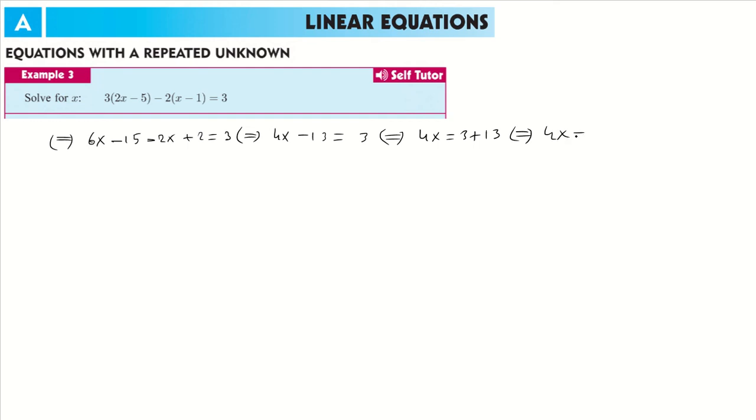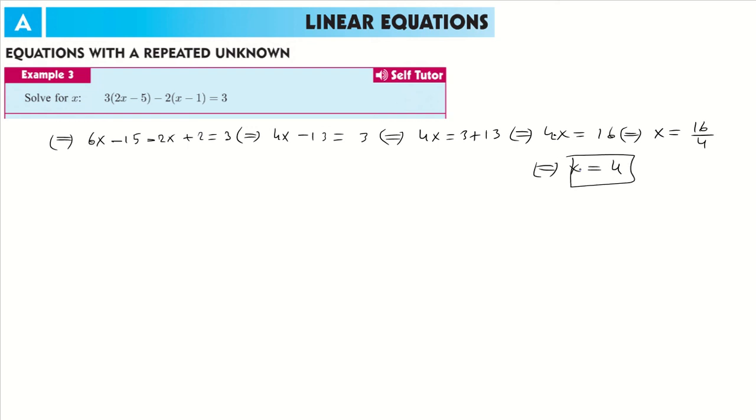So 4x is equal to 16. And now I want to get rid of the 4 multiplying x. So it's 4 times x. When I move it to the right-hand side, I have to divide by 4. So 16 divided by 4 gives me x is equal to 4.